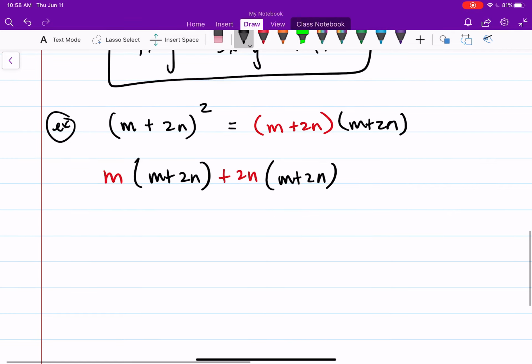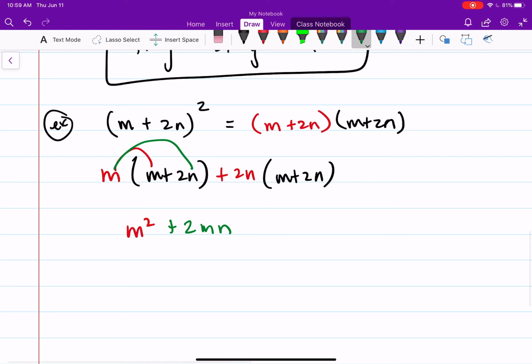So what do I have? Same idea. When I distribute this, it's going to give me m squared. This is going to give me positive 2mn, 2 times m times n. Then when I multiply this one, I'm going to get positive 2mn. What you want to do is have a system: if I'm going to write mn, which is alphabetical order, or nm, which is not, either way, just stay consistent. Don't write one as mn and one as nm. These two are like terms, and my last part is 2 times 2, which is 4. n times n is n squared.